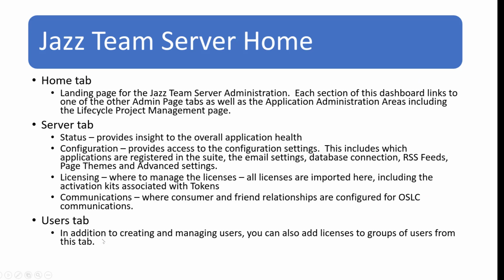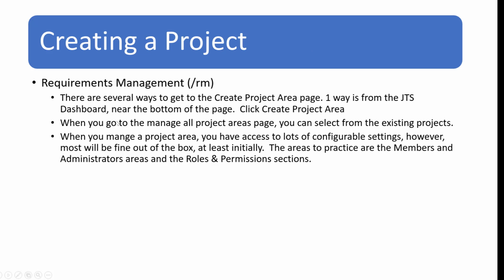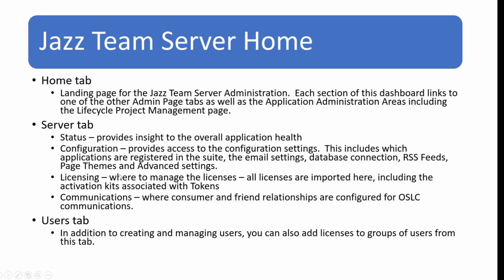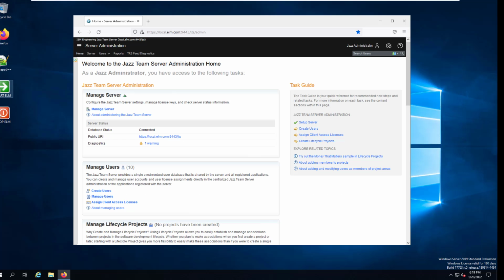In our discussion, we'll talk about three general areas. The first of which will be a Jazz Team Server Home, the tabs that are available, the User tab, the Server tab, the Home tab. The next thing we'll talk about is how to create a project. And then finally, we'll go over a few additional topics on administration. So let's go ahead and get started and look at the tools themselves.